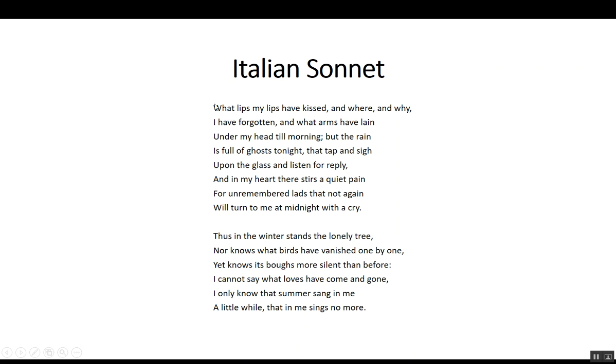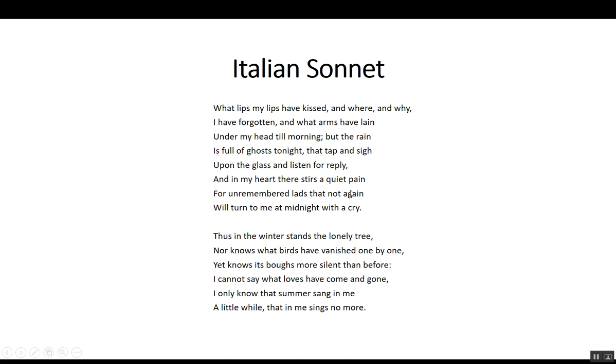All right, so notice, again, 14 lines, iambic pentameter. Notice the rhyme scheme here. A, B, B, A. So Y rhymes with sigh, and lane and rain rhyme together. Then reply and cry also rhyme with sigh and Y. That's why it's A, B, B, A. And then pain and again rhyme with lane and rain.